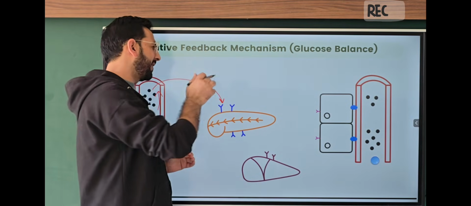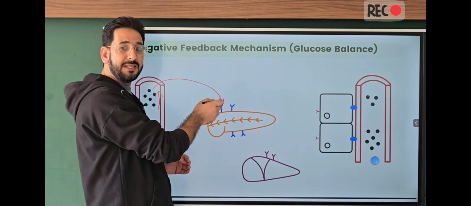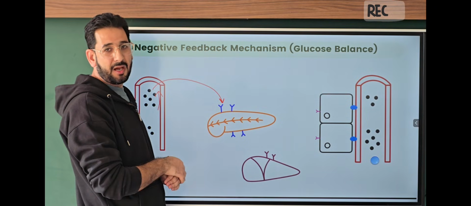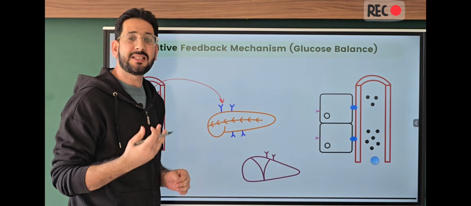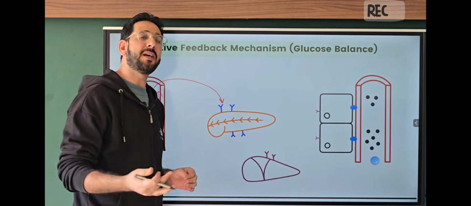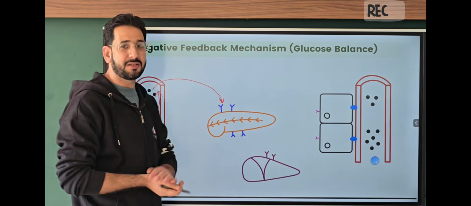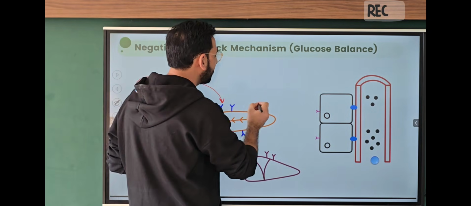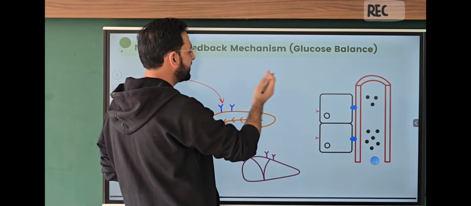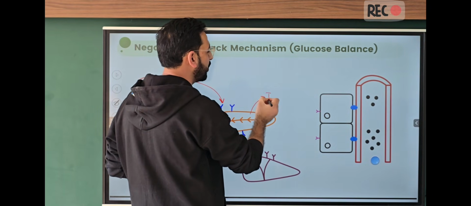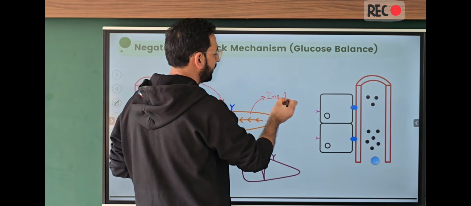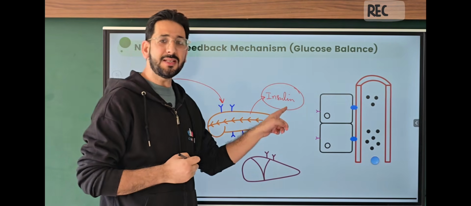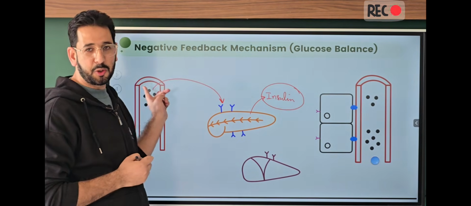Now the receptors are present in the pancreas, and the control center also is the pancreas. So pancreas will decide what has to be done against this increased blood glucose level. Now pancreas will secrete a hormone in response, and that hormone is going to be insulin. Now, why insulin is released? It is released in response to high blood glucose level.